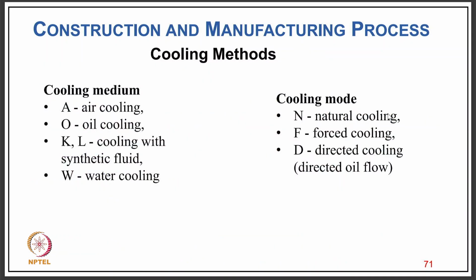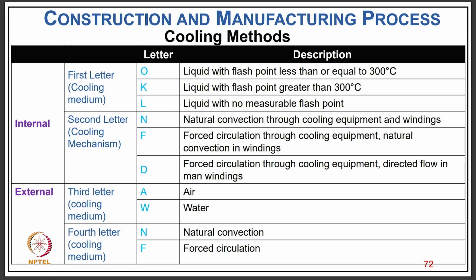Now we have the cooling methods, as I have already mentioned. So we have different kinds of cooling. For a medium transformer, we have air cooling, oil cooling, then cooling with synthetic fluid, and then water cooling. And the cooling mode is natural cooling, forced cooling, or direct cooling, direct oil flow. So you can think about the different cooling methods. They are denoted with different letters and with a description.